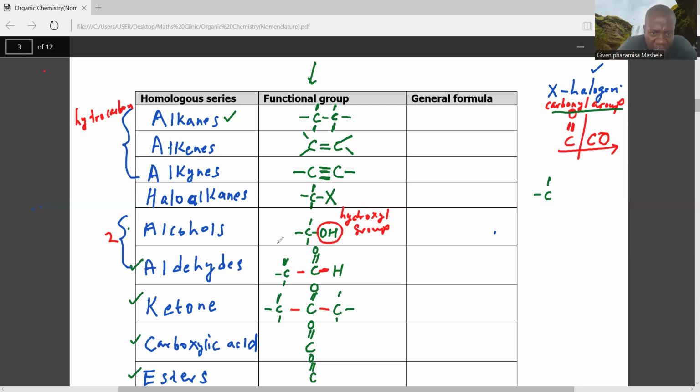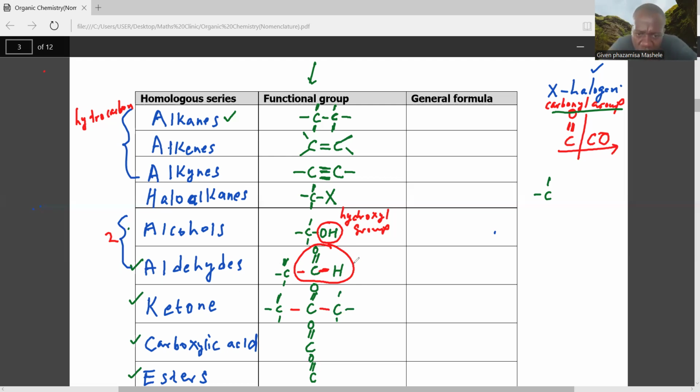But for an aldehyde, the functional group is this one. The functional group for an aldehyde is this one. I'll circle it so that you can see. This is the functional group of an aldehyde. I'm just explaining the difference between an aldehyde and a ketone.